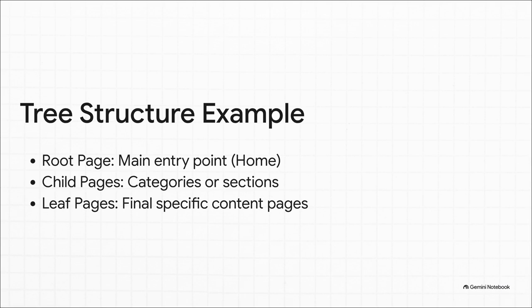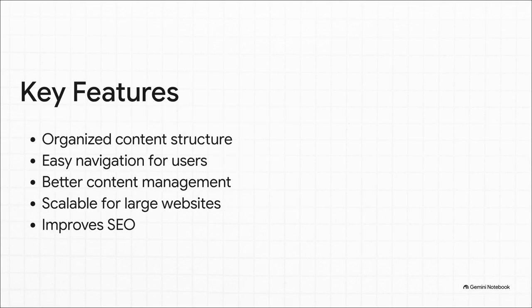Why do we still heavily use this? Because it works beautifully. It creates an organized, logical content structure. It makes navigation a breeze. It scales up nicely, even for massive enterprise sites. And honestly, mapping out these explicit relationships is absolutely vital for SEO and giving your users a solid, predictable experience.